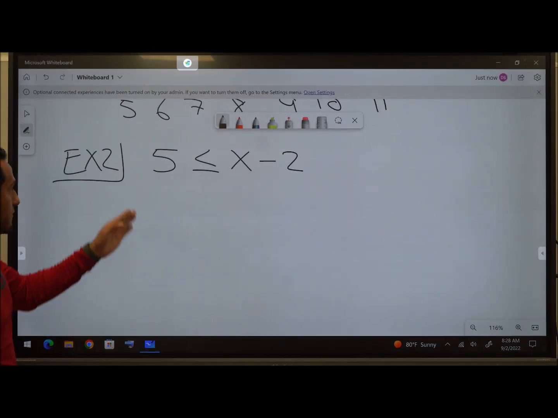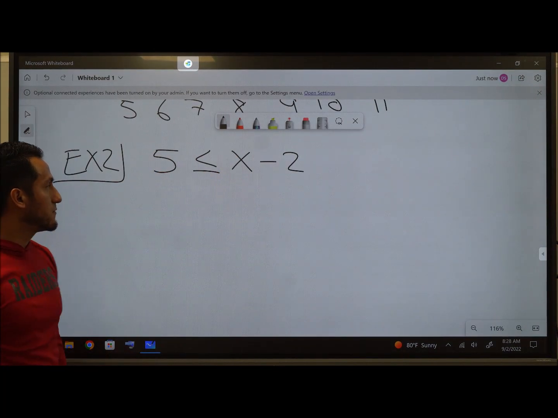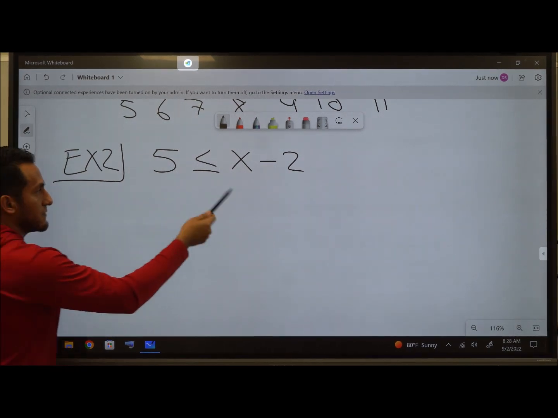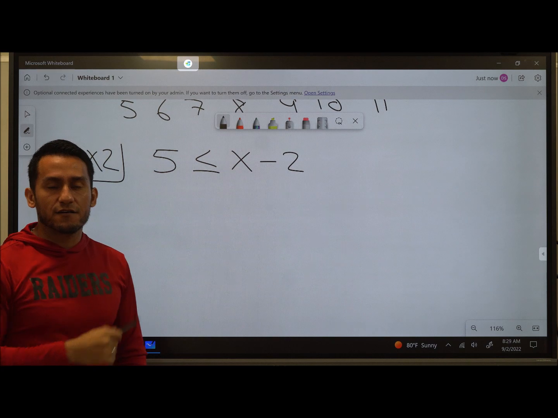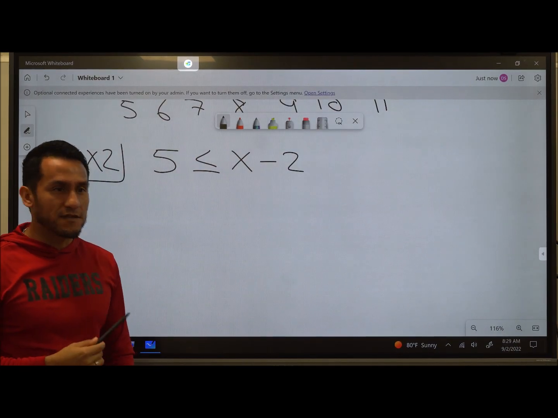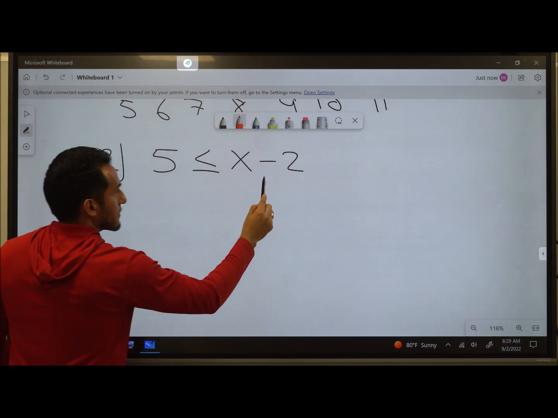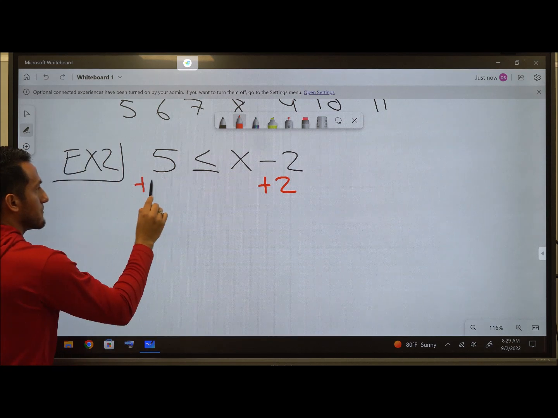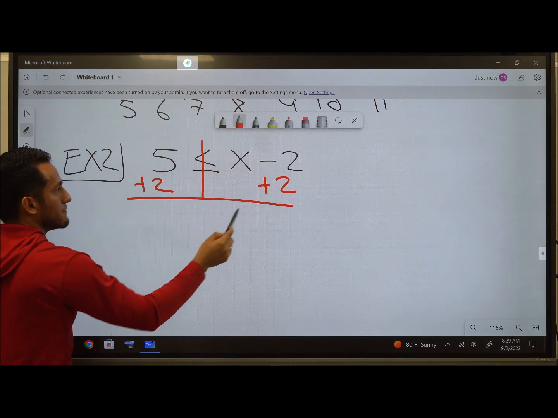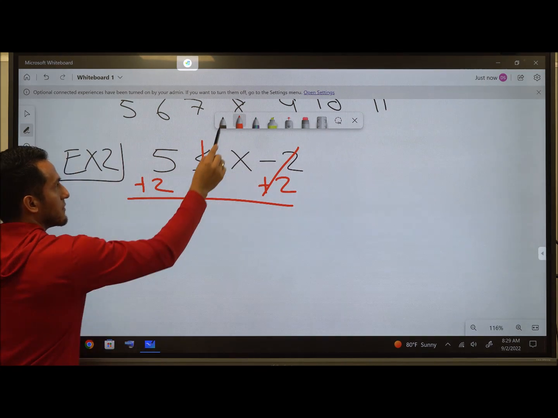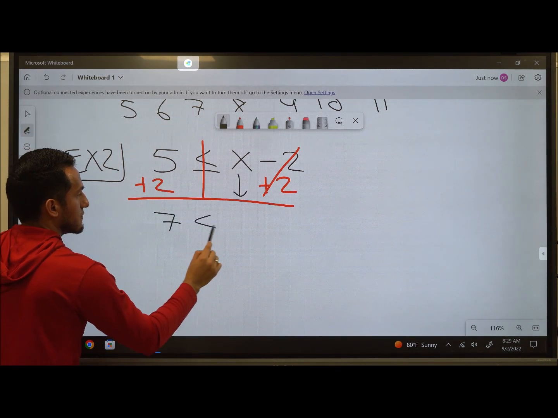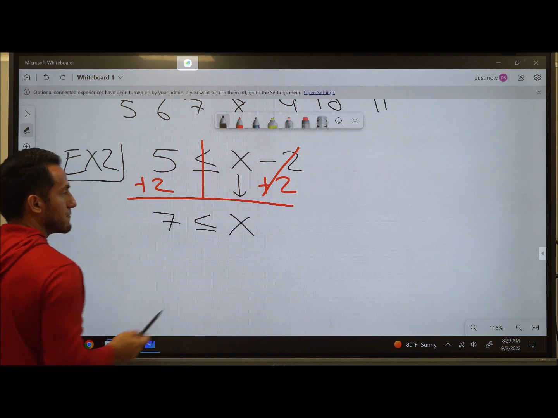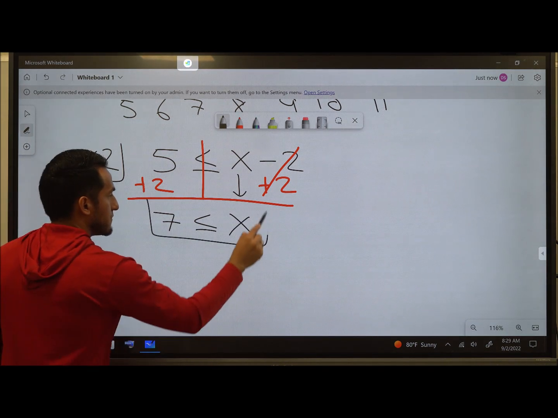In number 2, we have 5 is less than x minus 2. Again, isolate the variable. So pause this video, guys. Just pause this video and try it out on your own. See if you can get the same answer as me. Okay, when you're ready, just press play. We're going to go ahead and add 2 on both sides. 2's cancel. Bring down the x. 5 plus 2 is 7. And that's it. X is by itself.